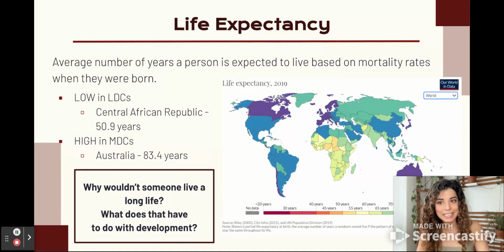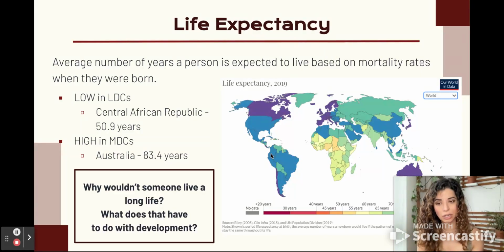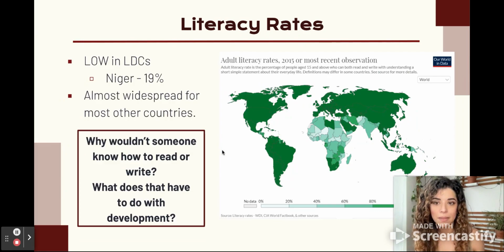Life expectancy, so the number of years a person is expected to live based on mortality rates when they are born. So this is low in less developed countries and high in more developed countries. In the Central African Republic, we have just under 51 years old, whereas in Australia, 83.4 years old. So huge discrepancy there. So why wouldn't somebody live a long life, and what does that have to do with development? Again, coming back to some of these social understandings of what development is.